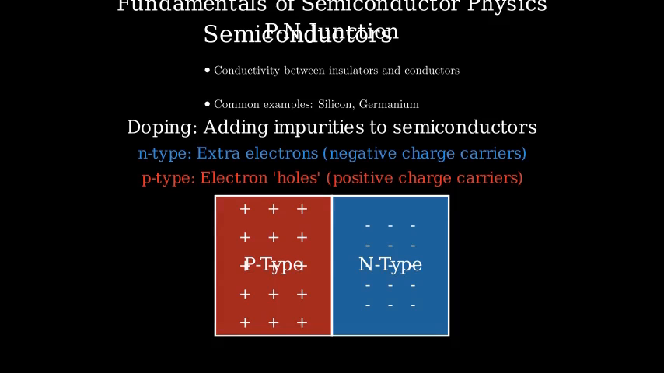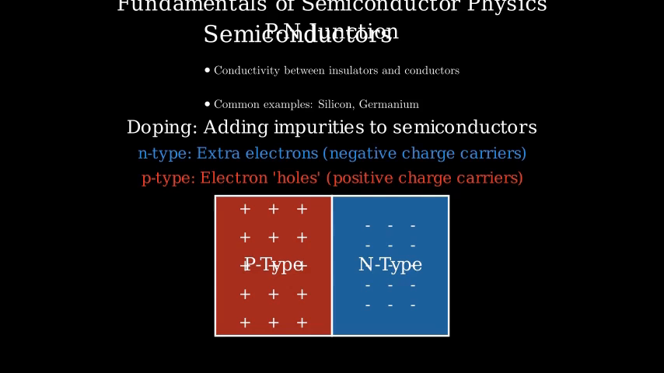Due to the concentration gradient, electrons from the N side start diffusing toward the P side. Similarly, holes from the P side diffuse toward the N side. When electrons and holes meet at the junction, they recombine and neutralize each other. This recombination creates a region around the junction where there are no mobile charge carriers. This region is called the depletion layer or depletion region.